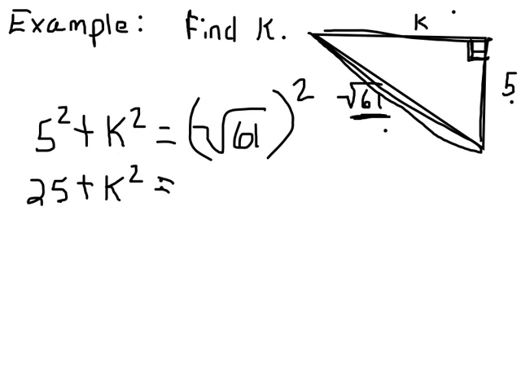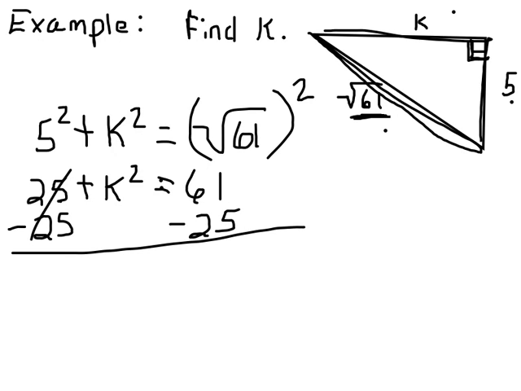Okay, and as I'm getting rid of my squares here, the square root of 61 times the square root of 61 is, I'm sorry, plain 61. So let me undo that. Equals 61. Alright, so if I solve this like a regular equation now, I say 61 minus 25, K squared equals 36.